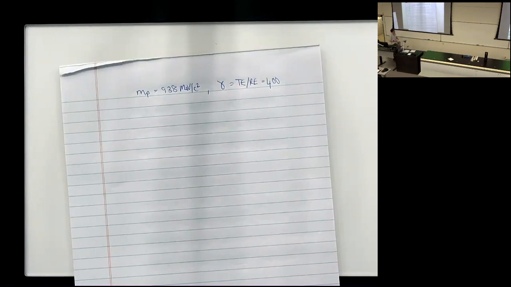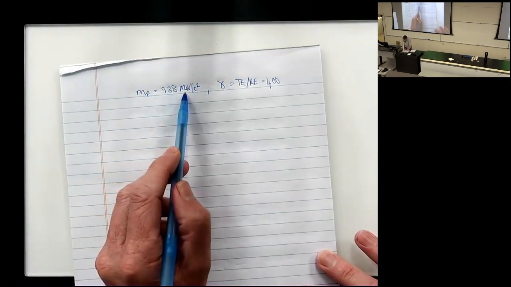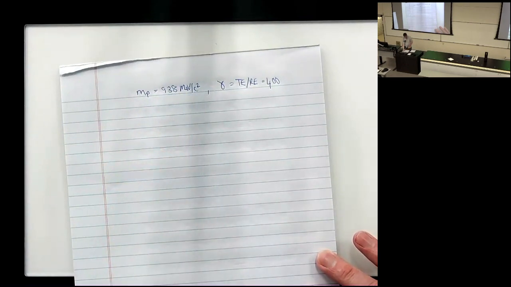And I've started myself off by writing, of course I would do this on an exam, if I was solving the homework at home, I would write down what I'm told in the problem. I would sort of digest the words of the problem and then write down exactly the information I was given. The mass of the proton, we said, is 938 MeV over c squared, these units of mass.